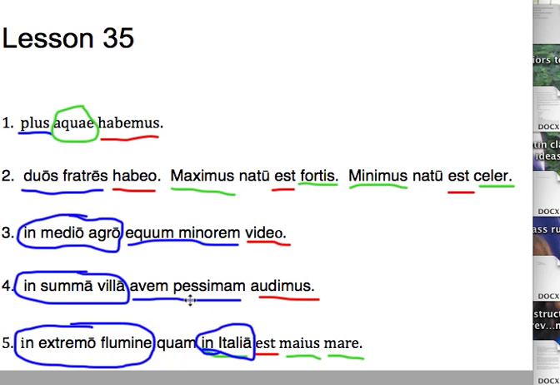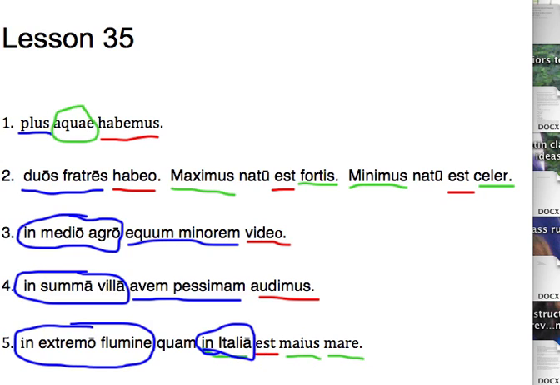Okay, so that in Italy itself, there's not that big of a sea, but there's a greater sea at the end of the river. This is a pretty terrible sentence, I won't lie to you. But there is a greater sea at the end of the river than in Italy. So at least you can see how medius, summus, and extremis can work. In the middle of the field, at the top of the house, at the end of the river. Alright, so all that's good.